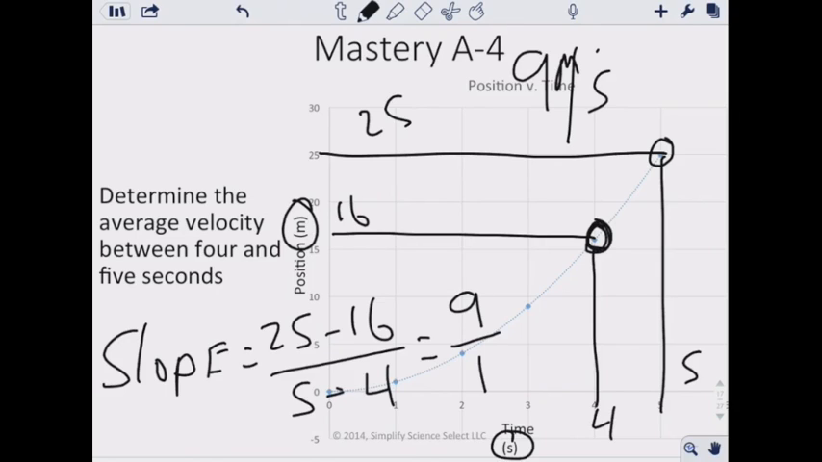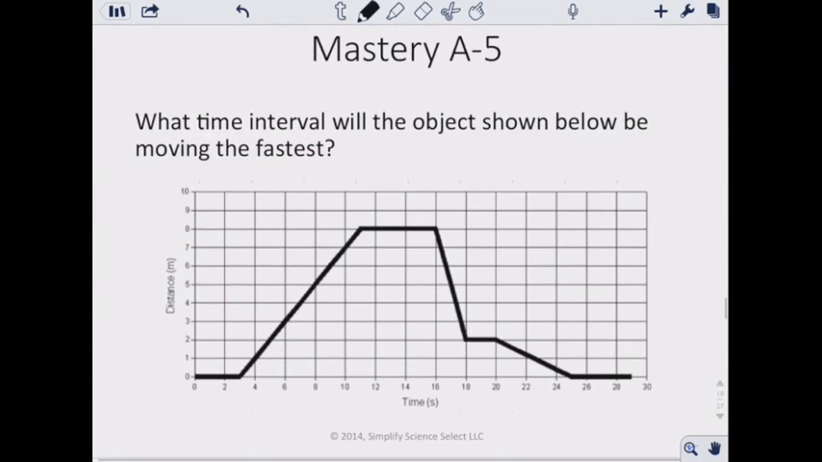Now, when we're looking at this, we see that it's not a straight line, but kind of curved. So what can we say about that? Well, we know that the velocity is going to be changing through the whole thing. Looking at another mastery level question, it says, what time interval will the object shown below be moving the fastest? And so what we can think is, well, we know that speed is slope. In what case is our slope the greatest? We can actually see that our slope will be right during the 16 to 18 seconds. That's the greatest slope that we'll have.